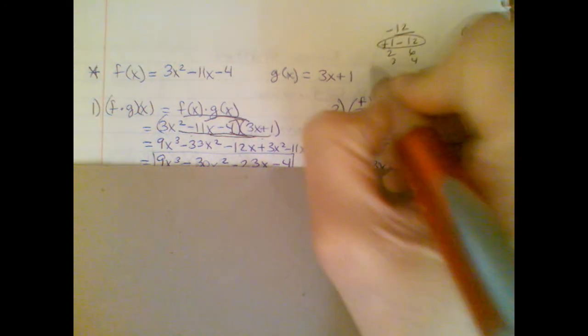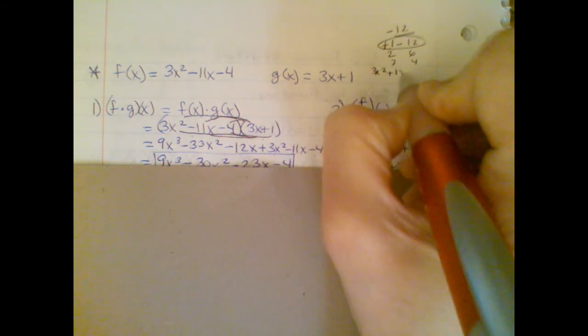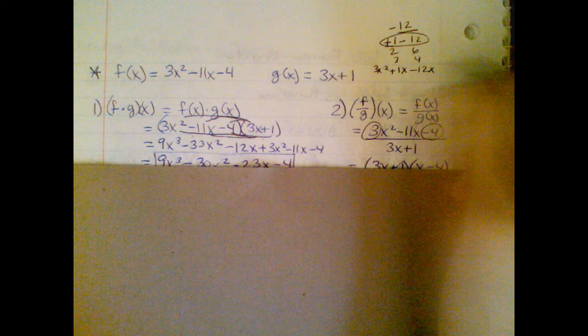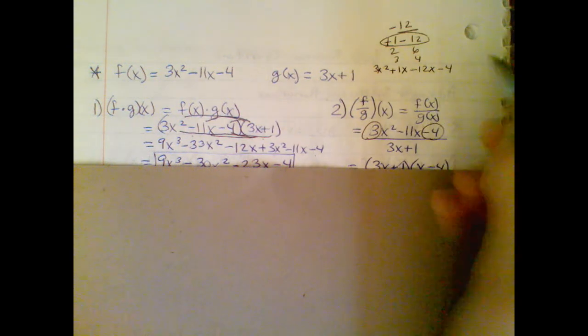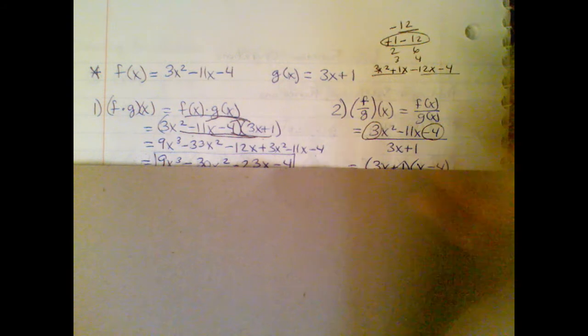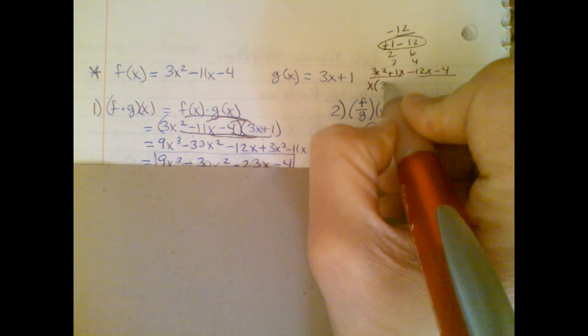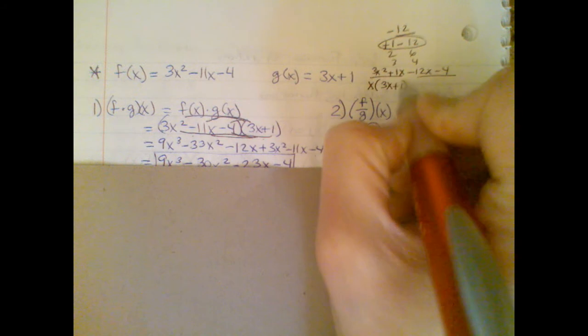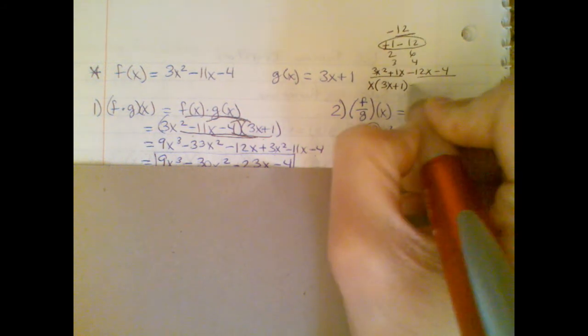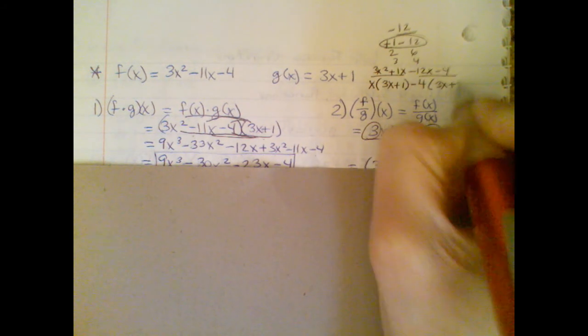So we leave the first term alone. Then we replace the middle term with 1x minus 12x, minus 4, and then we do our grouping. Group the first two terms, group the last two terms. And x goes into both of the first two terms, so we factor that out. We have 3x plus 1 left over. A negative 4 goes into both of those terms, so we factor that out, and then we have 3x plus 1 left over.